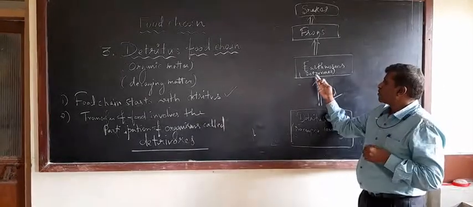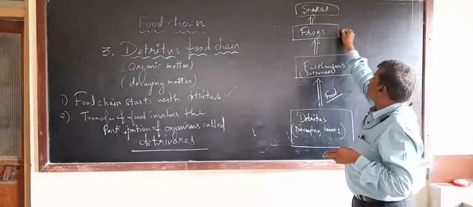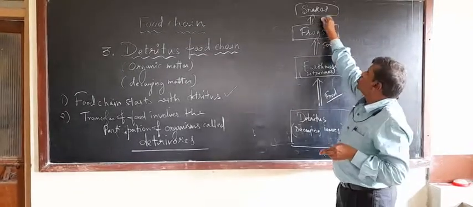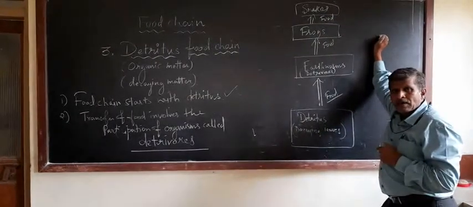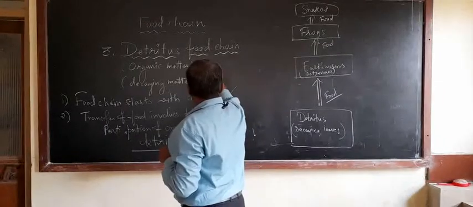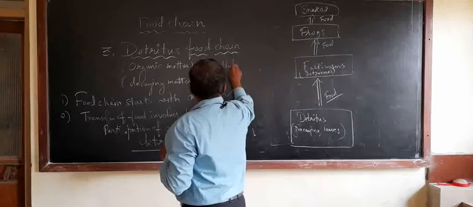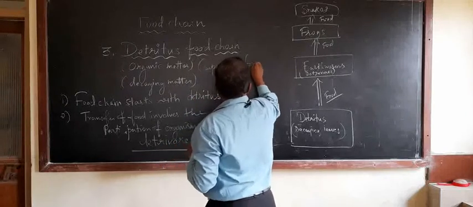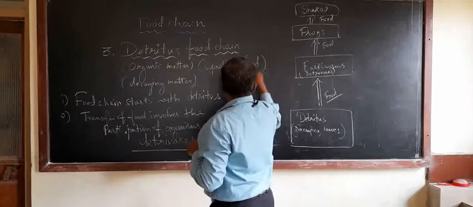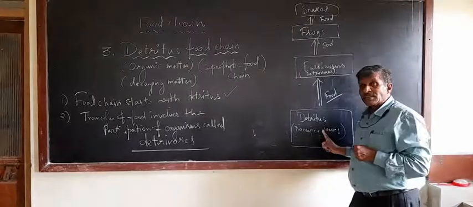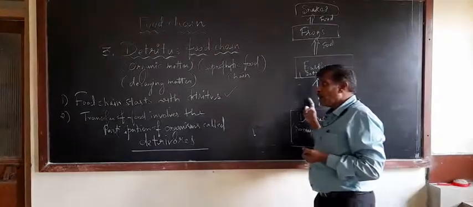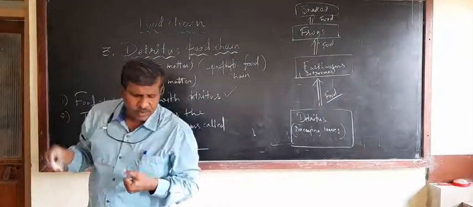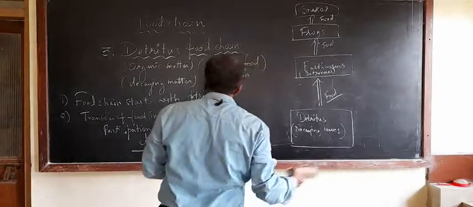And from these earthworms, the transfer of food takes place to other consumers like frogs, maybe snakes, etc. We refer to such a kind of food chain as the detritus food chain. Even in some of your books, this is referred to as the saprophytic food chain, because this food chain starts with detritus. It is nothing but organic matter. I hope it is clear. Then let me consider the food web.